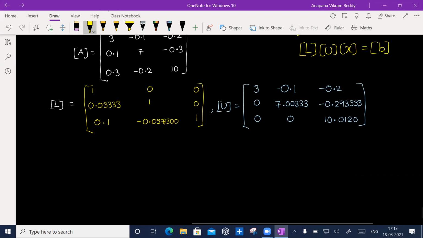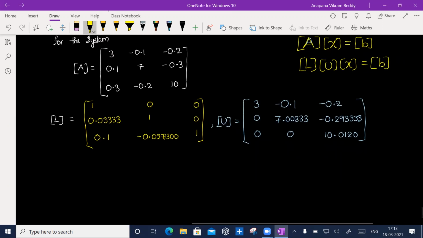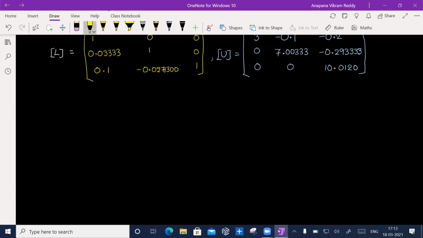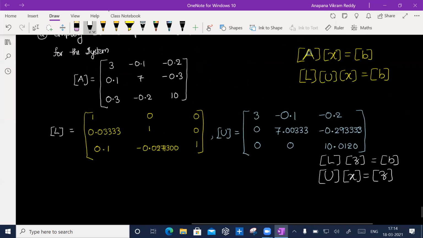Now from LUx equal to B, I know this fact. So I can say, let Ux equal to some G. Then on top of this, you have LG equal to B. You have this strategy already. Now instead of this B, we will take the right hand side constants.